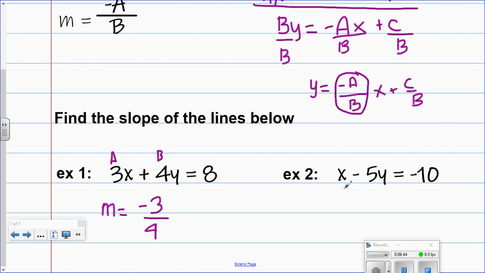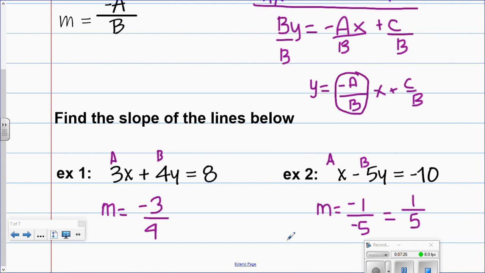And so the slope of this line would be negative 3/4. If I look over here at example 2, your a would be a 1, and your b is a negative 5, because you always got to take the sign in front, because the standard form will be plus by. So remember, your slope is your negative a, so negative a, which would be negative 1 over b, and your b is a negative 5. Remember, we don't have two negatives, so a negative over negative is a positive. So this one has a slope of positive 1/5.